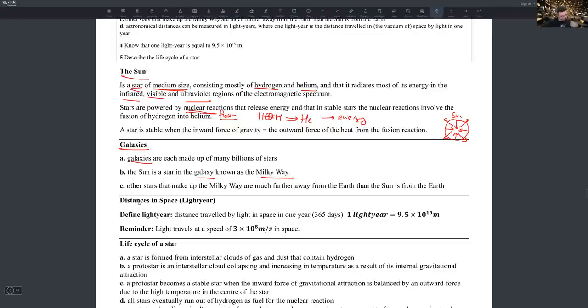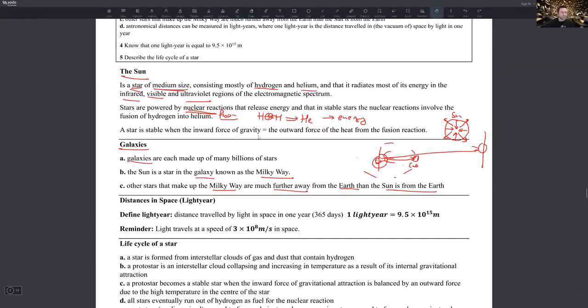We named it that. And you have other stars inside the Milky Way that are extremely far away. One of the points that the examiner likes to use for paper 2 multiple choice is to say that the stars that make up the Milky Way are farther from the Earth than the sun is from the Earth. Meaning the distance between the Earth and the sun is smaller than the distance between the sun and the next star. So between the sun and the next star is very far, much farther than that distance.